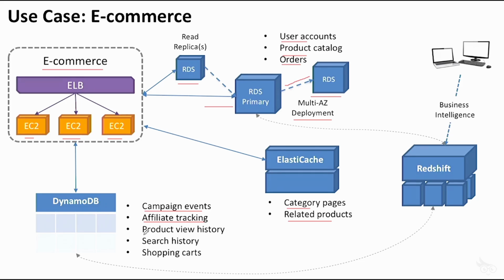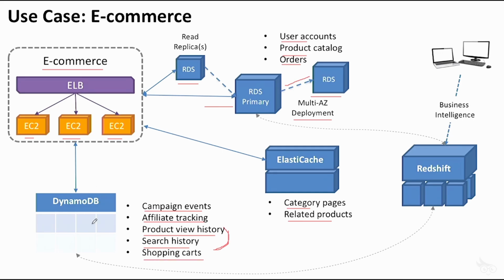We might also want to record the view history of a particular user so that we can very quickly retrieve a history of what they've looked at over time, also the things that they've searched for. We can use the product view history and search history to later send marketing emails to that user. Hey, we noticed that you've been looking at these things. Perhaps you might be interested in something else. Or, hey, this thing that you looked at is now on sale. Those kinds of things. We will also use DynamoDB for our shopping carts as well.